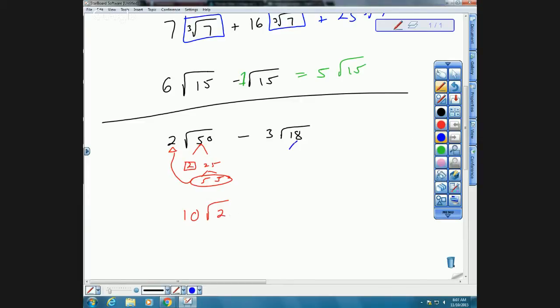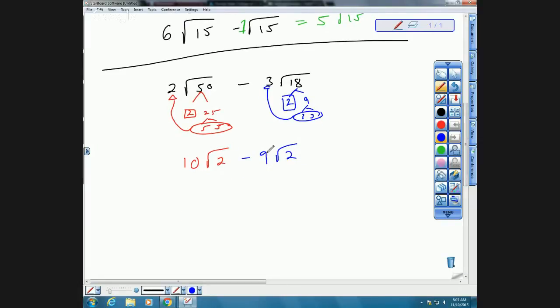And then over here, this would break down to what? 2 and 9, 3 and 3. So 3 comes out, and multiplied times that 3 would be 9. And this 2 stays in, so I have 2. So I have 10 of, now they are exactly the same. They're both the square root of 2, so 10 of these minus 9 of these means I have 1 of these. So if they're not exactly the same, you need to check and make sure to see if they will be exactly the same. So simplify it to see if they will become the same.